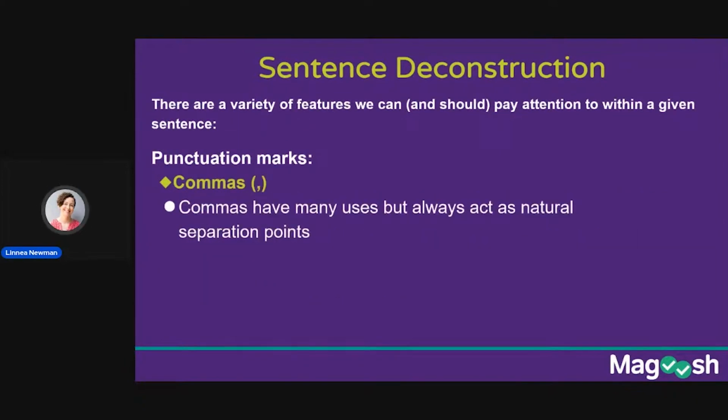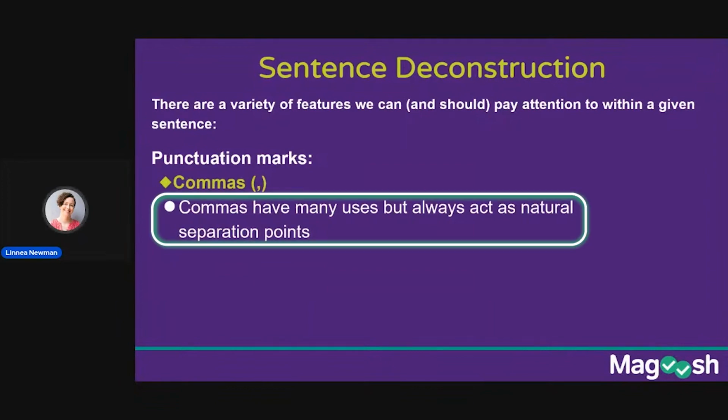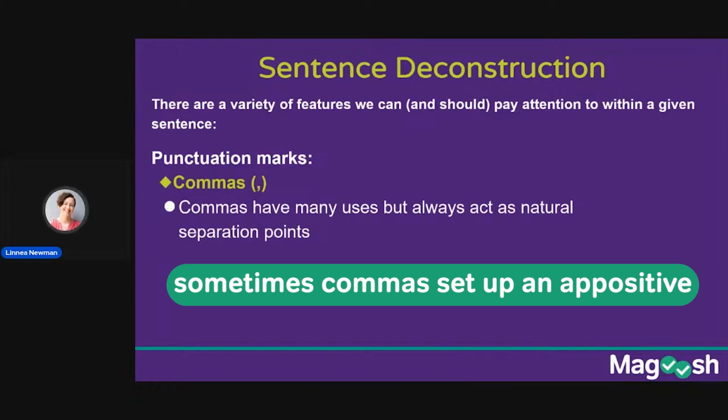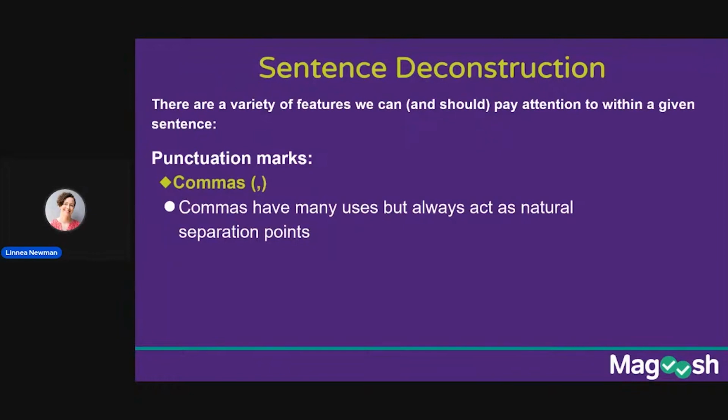Commas, keep track of commas within these sentences. They have many uses, but they act as natural separation points. Sometimes commas set up an appositive, which is a description or more explanation of what came before it. If you have basically a bunch of context clues that describe something, a colon, and then a blank, well, that blank has just been described by what precedes the colon. So that's something to pay attention to.